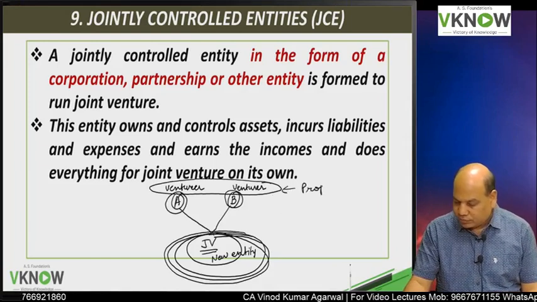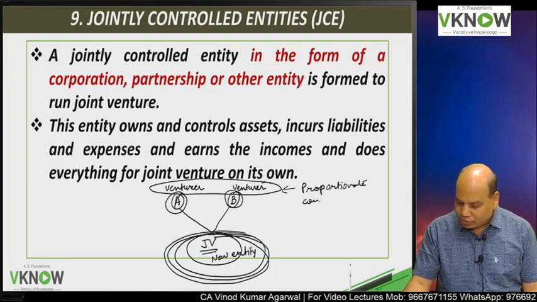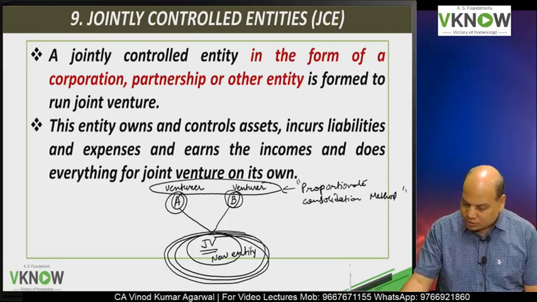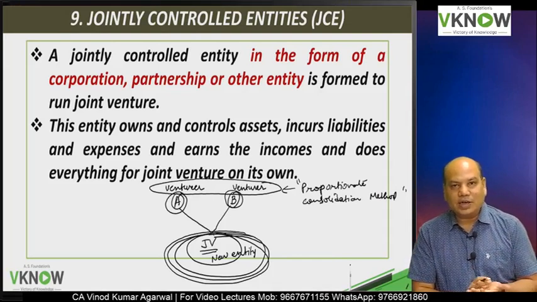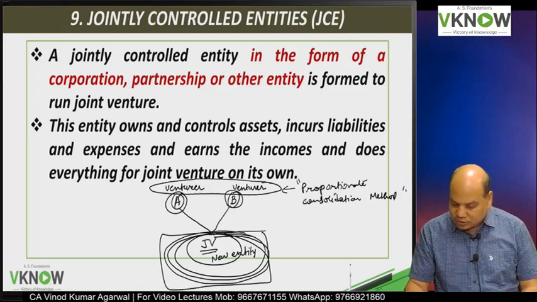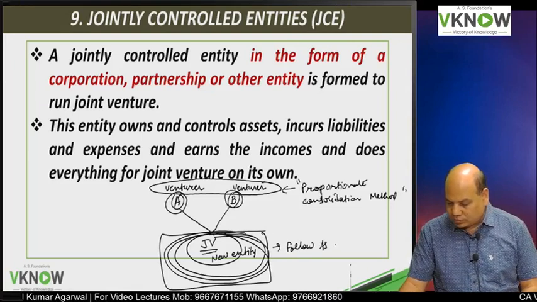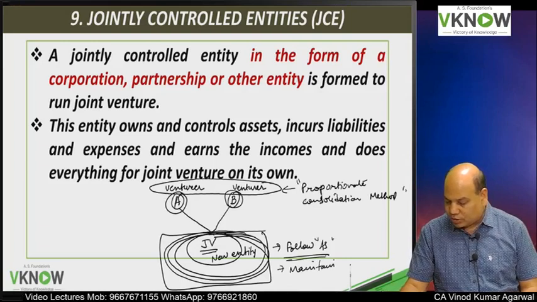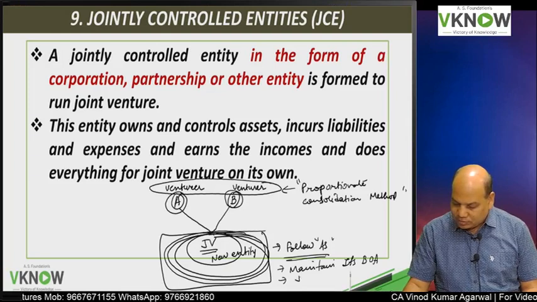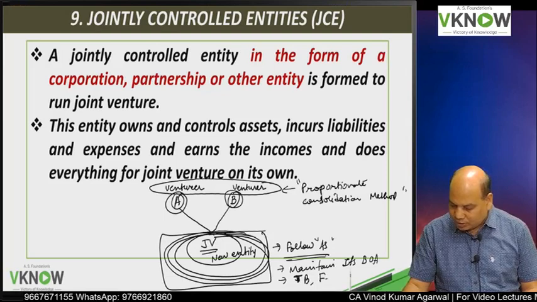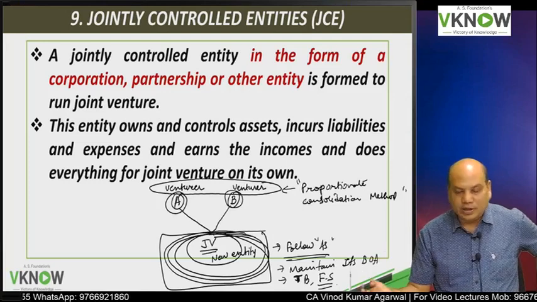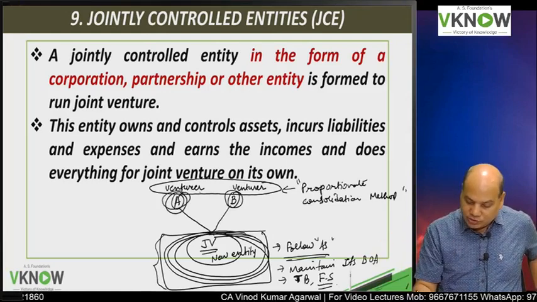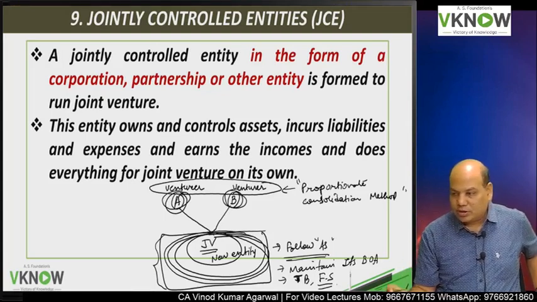These two venturers will follow proportionate consolidation method. What is proportionate consolidation method? Each party will record its share of asset, liability, income and expense. As far as this new entity is concerned, it will follow all accounting standards as usual. It will maintain its own books of account. It will prepare its trial balance. It will prepare its own financial statement, because it is maintaining books of account under double entry system like a separate entity. Once it prepares its financial statement, it will be used by the venturers A and B for the purpose of proportionate consolidation.